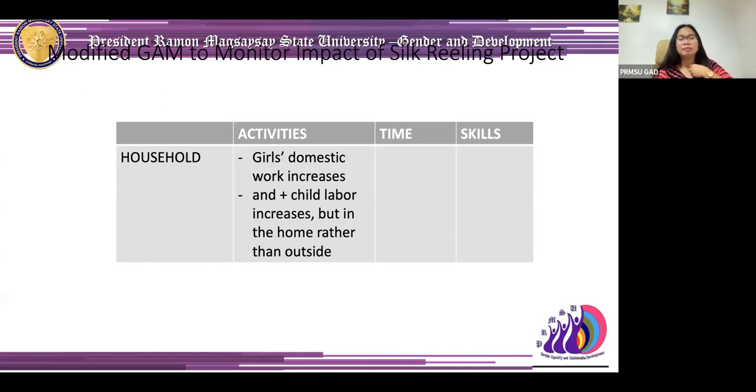So pag ganyan po, in the household naman, negative is that girls or yung mga batang babae sa household, sila na yung gumagawa ng reproductive na gawain ng nanay. Because yun nga, naging busy ang kanilang mga nanay. And siguro hindi rin nakakatuloy yung mga tatay sa bahay when it comes to reproductive work. Kaya yung mga bata, ang batang babae, ang naggawa ng mga domestic work. And child labor increases. However, it's actually inside the home na nag-increase yung burden naman doon sa mga bata.